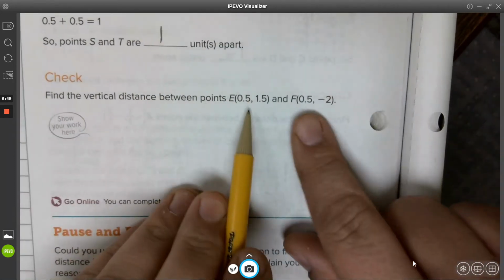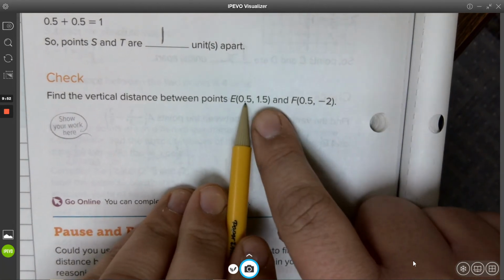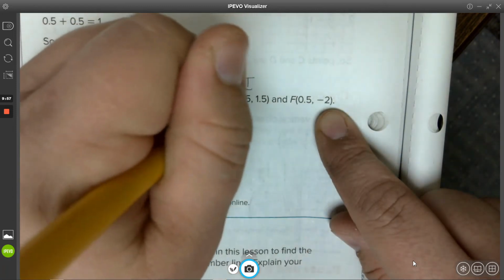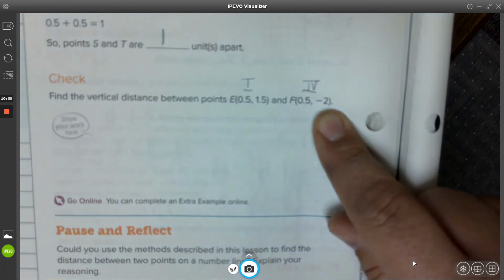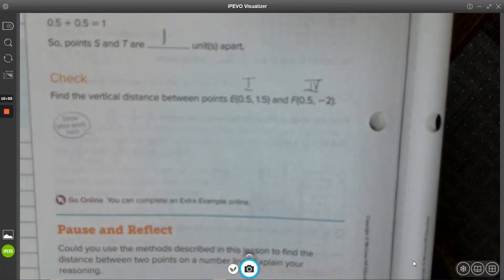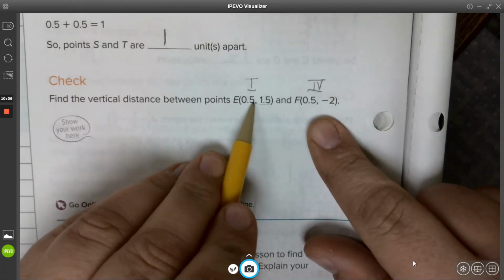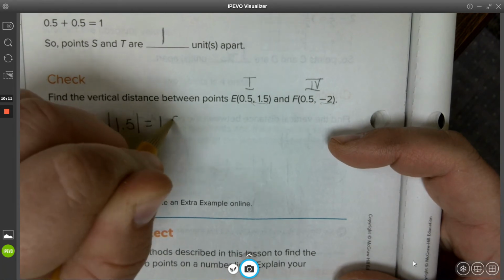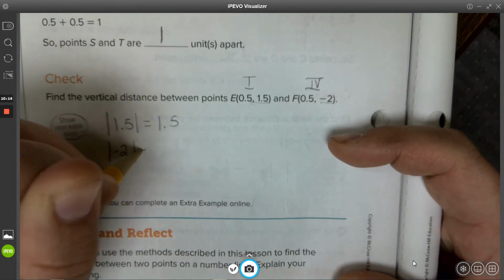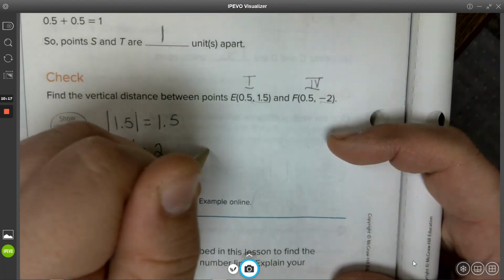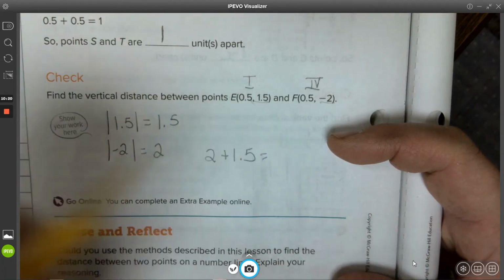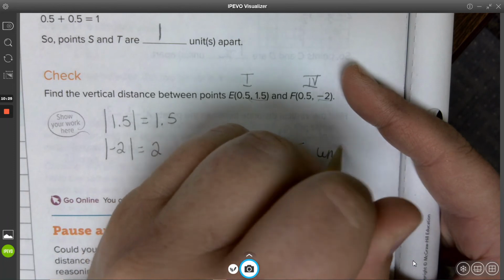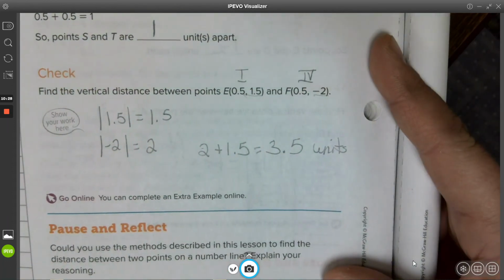Okay, take a look here. Different quadrants because we have positive, positive, positive, negative. Okay, so this would be quadrant 1, this would be quadrant 4. We know then different quadrants are where we add. So find your absolute value of the different numbers. Absolute value of 1.5 equals 1.5. Absolute value of -2 is 2. Then we add 2 plus 1.5 equals, 2 plus 1 is 3, and we still have a half. So the distance would be 3.5 units.